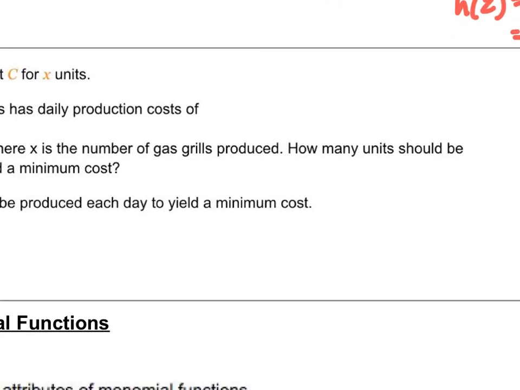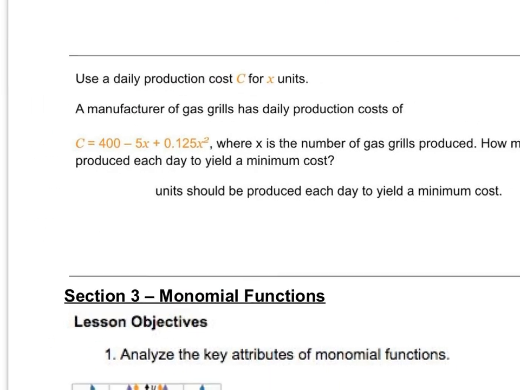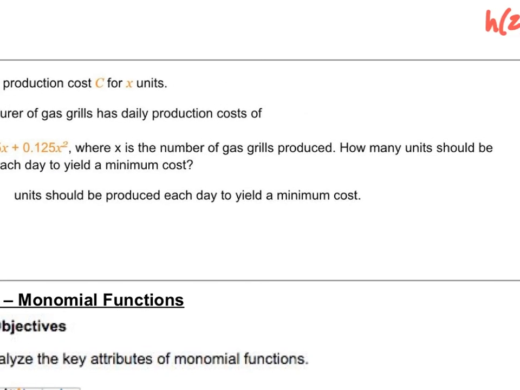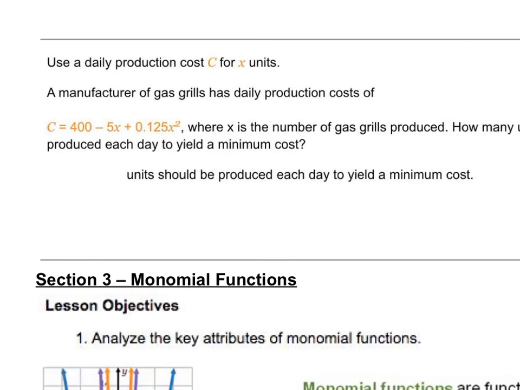All right, the last one says the daily production cost C for x units. So a manufacturer of gas grills has daily production costs, and it gives us this production cost. So for the number of units, x, that they have, there's a certain cost involved. And it says where x is the number of gas grills produced, how many units should be produced each day to yield a minimum cost? So a minimum, remember that's where you have a vertex. And so what I want to do is calculate the vertex.